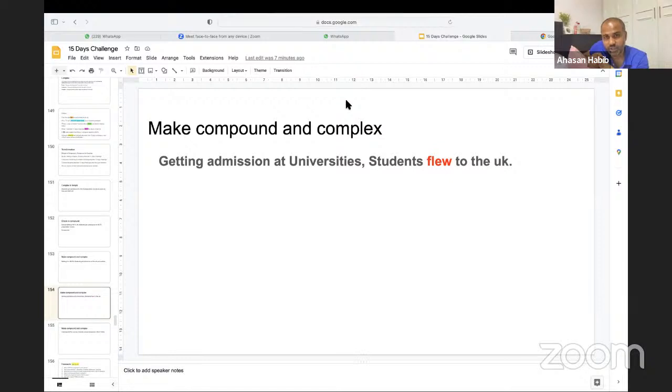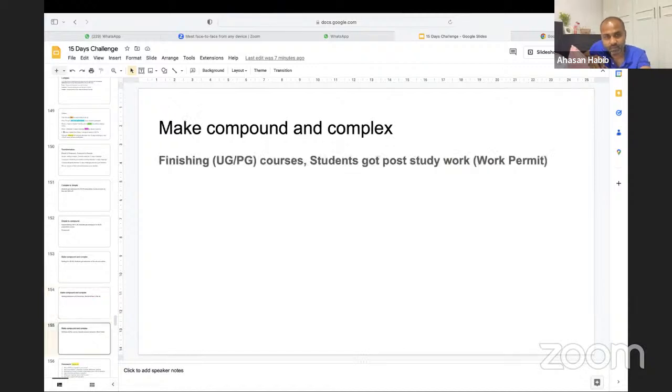Okay, so give me a complex sentence. Type in the chat box very quickly. Students flew to the UK when they got admission at universities. Okay, so I'd like to give you another example.